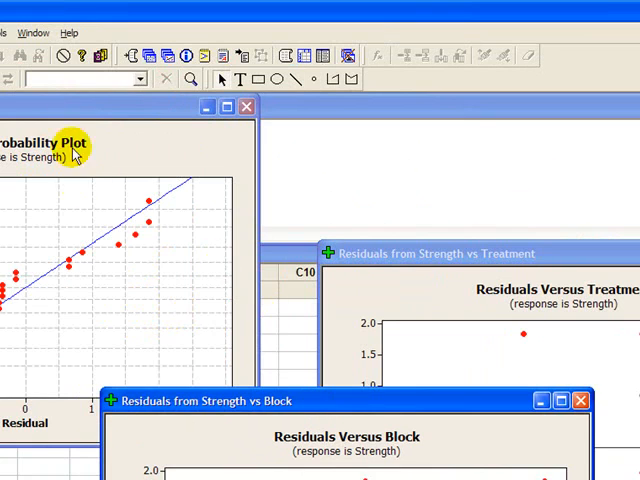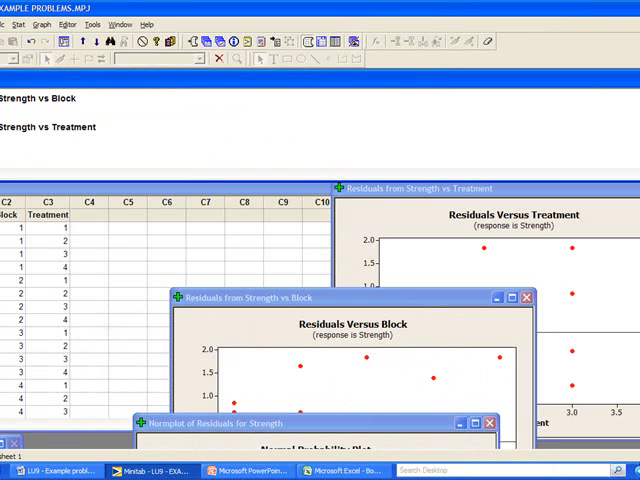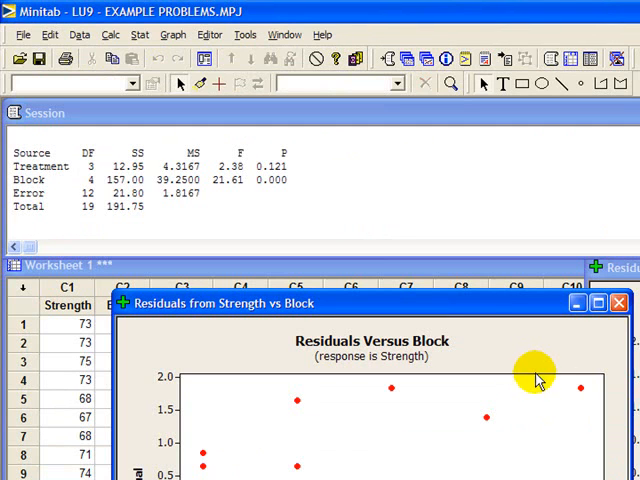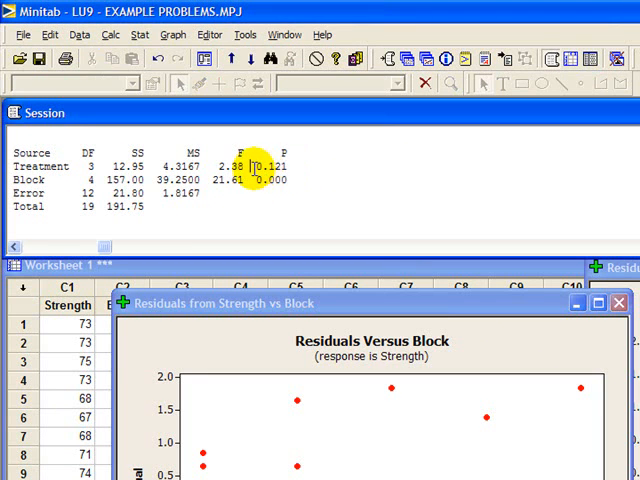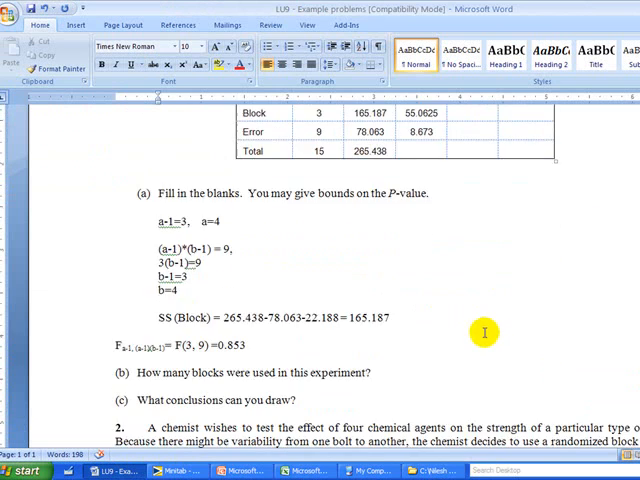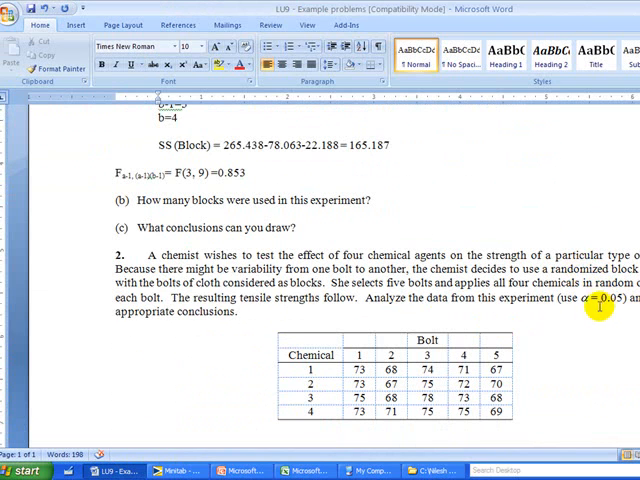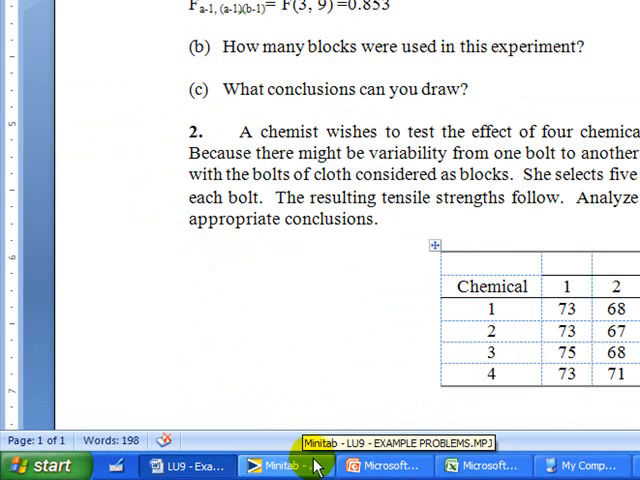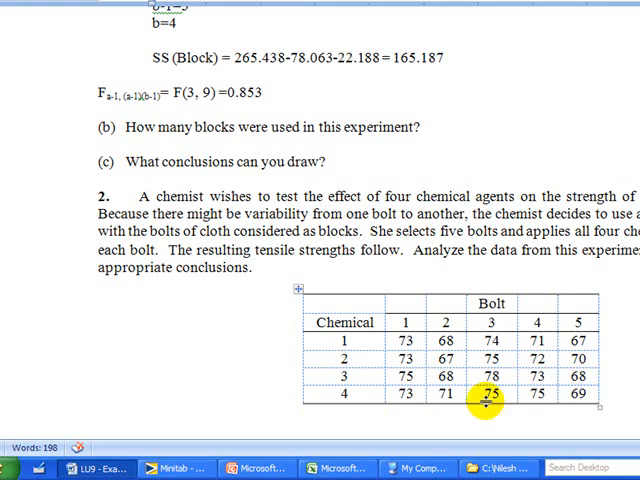So we have results here, as you can see. Let's look at these results. We have a p-value of 0.121, and this value is greater than the value of alpha, right? Alpha is 0.05. What does that mean? That means we cannot reject the null hypothesis, and there is no difference between different chemical agents. They do not affect the strength, right?